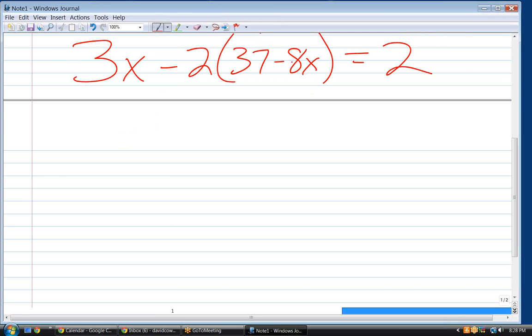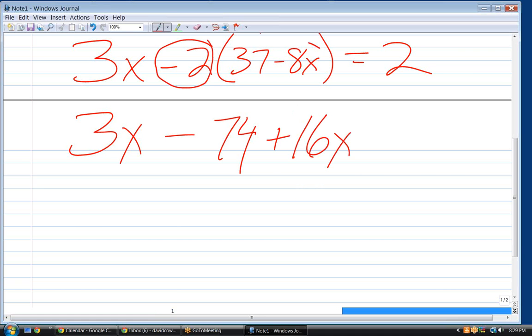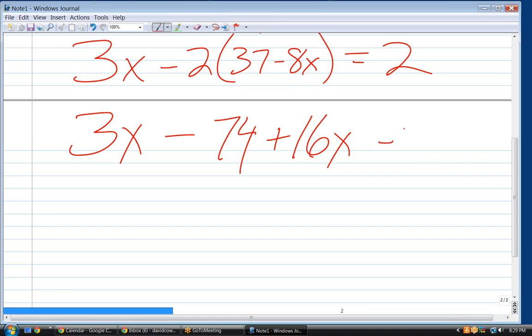In other words, our goal is to get rid of those parentheses. We can't gather like terms until we lose the parentheses. Well, this means minus 2 times each of these, so we're going to distribute it. Okay. So minus 74, that's minus 2 times 37, plus 16x, which is minus 2 times minus 8x. Okay. Becomes positive. Yeah. Okay.